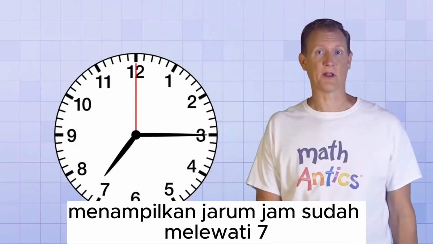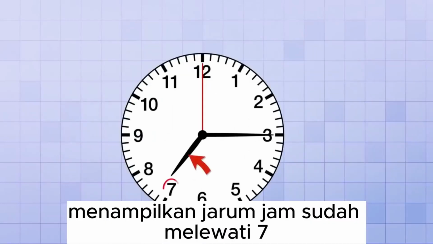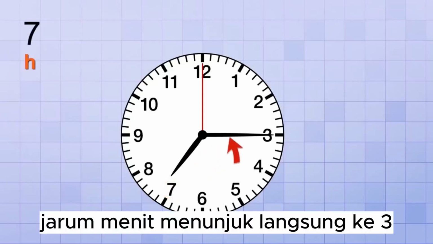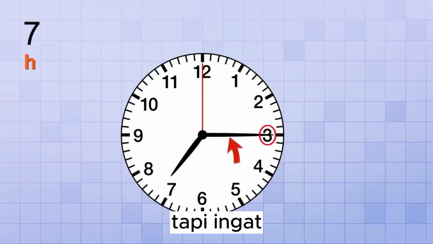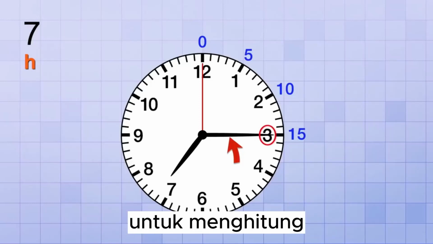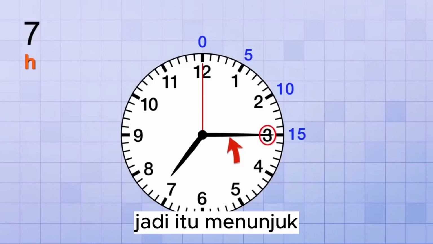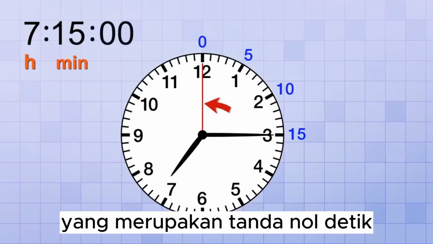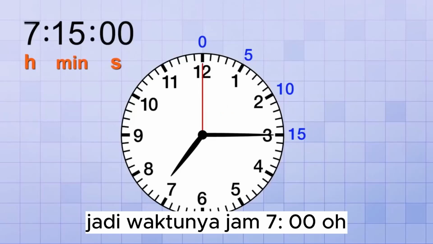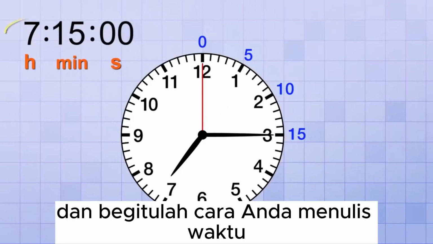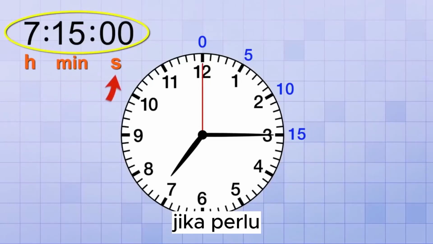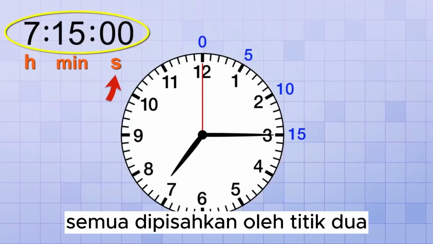What time of day is it displaying? The hour hand is past the 7, but not to 8 yet, so the hour is 7. The minute hand is pointing directly at the 3, but remember, that's the third group of 5 marks for counting minutes or seconds. So it's pointing at the 15-minute mark. And the second hand is pointing straight up, which is the 0-second mark. So the time is 7 hours, 15 minutes, and 0 seconds. Oh, and that's how you write time using numbers. You write the hours first, then minutes, and then seconds if necessary, all separated by colons.